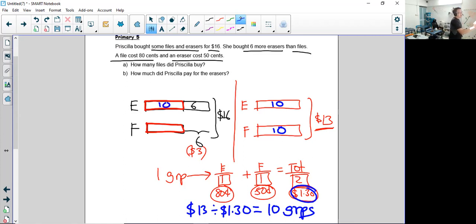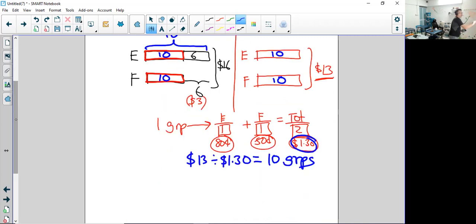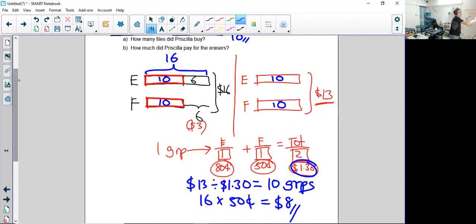So then you come back to the earlier model. How many files did Priscilla buy? Which is 10. So Priscilla must have bought 10 files. And how much did she pay for the erasers? You look at the model, she has bought 16 erasers. So you take 16 times 50 cents. Let's work it out. 16 erasers times 50 cents. She must have spent $8 on all the erasers. And that is how you do grouping.